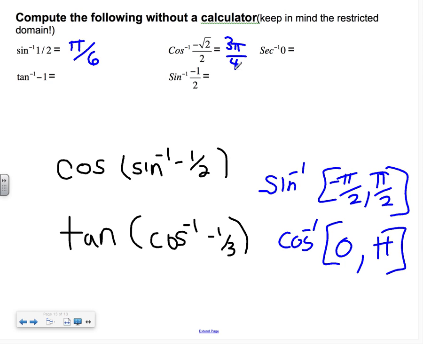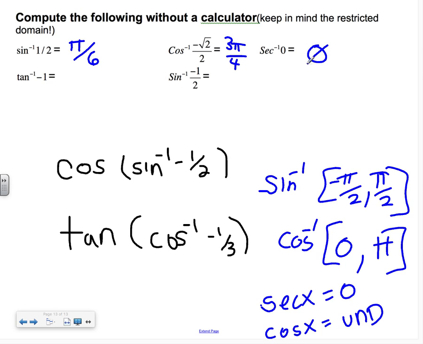Inverse secant of 0. What I'm asking is, what angle has a secant equal to 0? If the secant is 0, what does that tell you about the cosine? It would be 1 over 0, which is undefined. Is there any cosine angle that's undefined? So this has no answer.